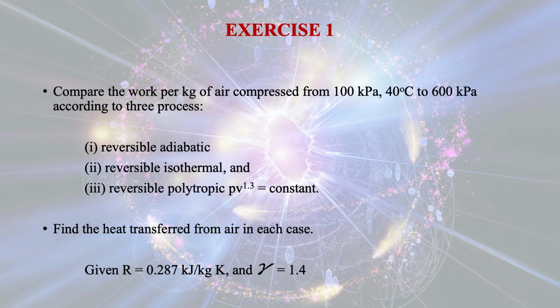The first problem is to compare the work per kg of air compressed from 100 kilopascal at 40 degrees centigrade to 600 kilopascal according to three processes: reversible adiabatic process, reversible isothermal process, and reversible polytropic process, which is given by PV to the power 1.3 is equal to constant. Now for the heat transfer from air, in each case the R is given as 0.287 kilojoule per kg K and gamma is given as 1.4.